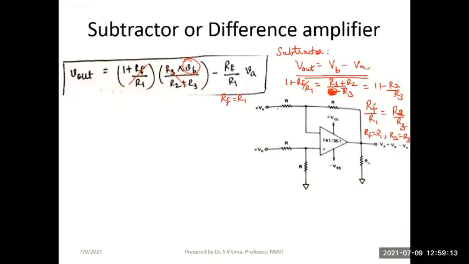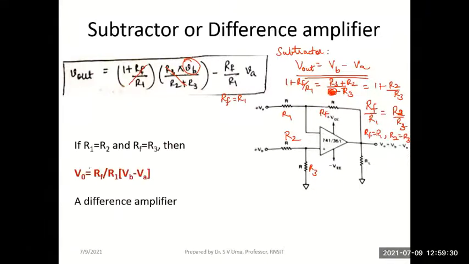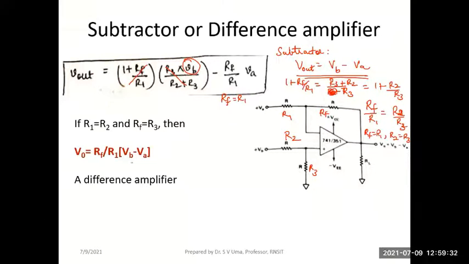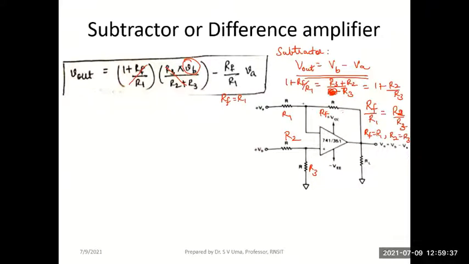All the 4 resistors which we have in the circuit. This was R1, this was Rf, this was R2, this was R3. All the 4 resistors can be equated to a common resistor. You will get the output voltage expression as VB minus VA. Okay, now if I want this to work like a difference amplifier, can you tell me how you will do it? Here the circuit is working like a subtractor.